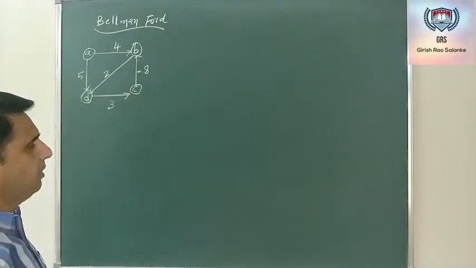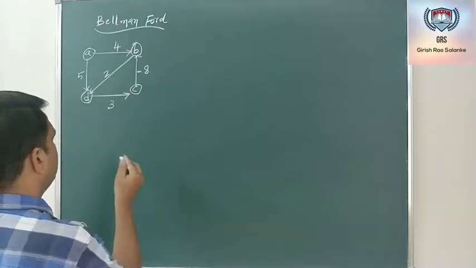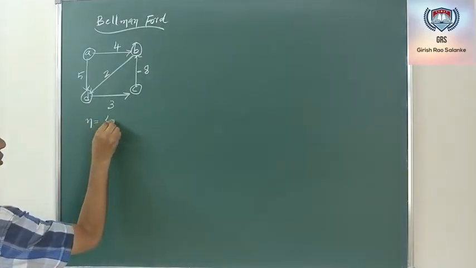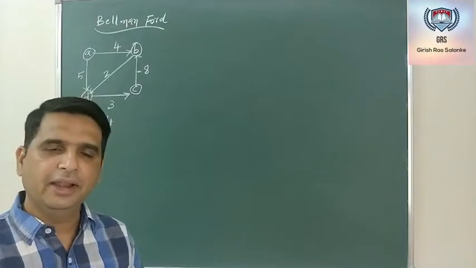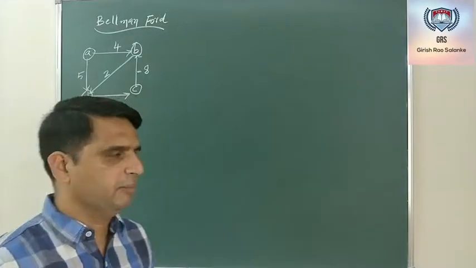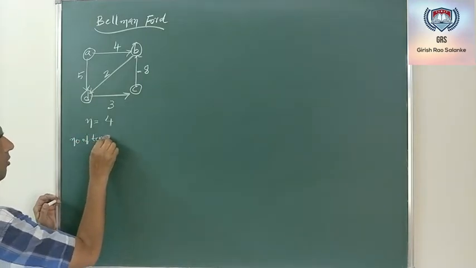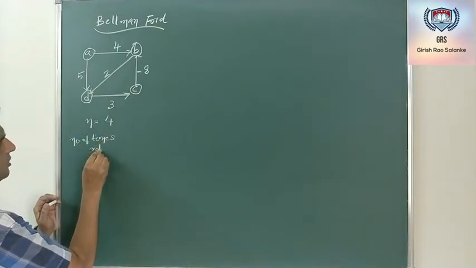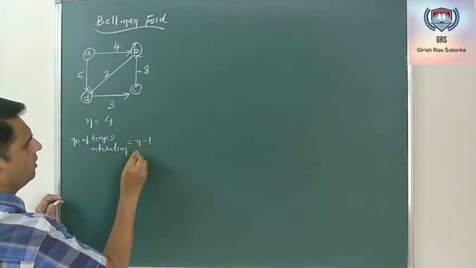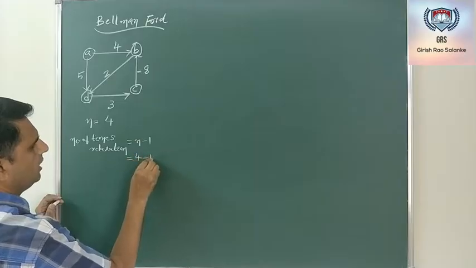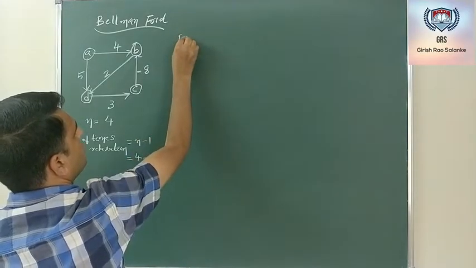Now, let me take an example wherein I have a graph with 4 vertices, which implies that my value of n is 4. So, how many times do I need to do relaxation? I need to do relaxation n minus 1 times. That is 4 minus 1, which is 3 times.